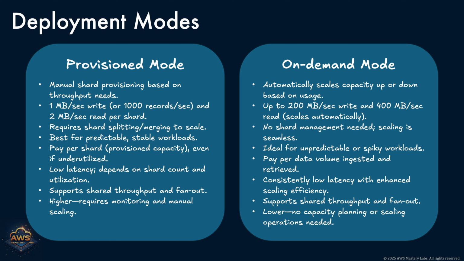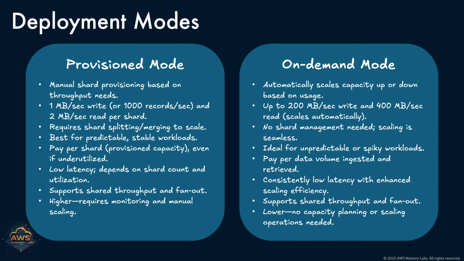Now contrast that with on-demand mode, a fully elastic option where AWS automatically scales your stream's capacity in response to the data load. You don't have to define shard counts or worry about scaling operations. Whether your traffic ramps up gradually or spikes suddenly, on-demand mode handles it gracefully, scaling from 0 to hundreds of megabytes per second without intervention. This makes it a great fit for unpredictable or bursty workloads, like gaming telemetry, IoT data, or social media feeds. And since you only pay for what you use, it's cost-efficient for variable workloads.